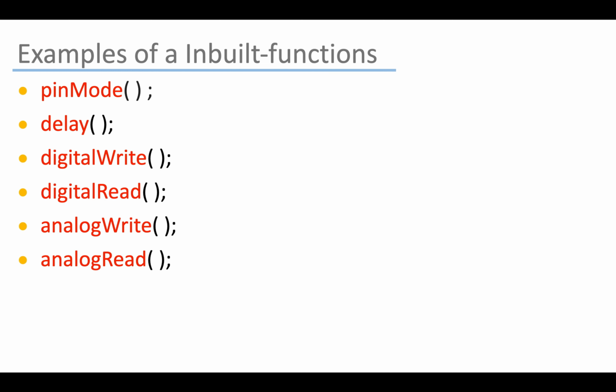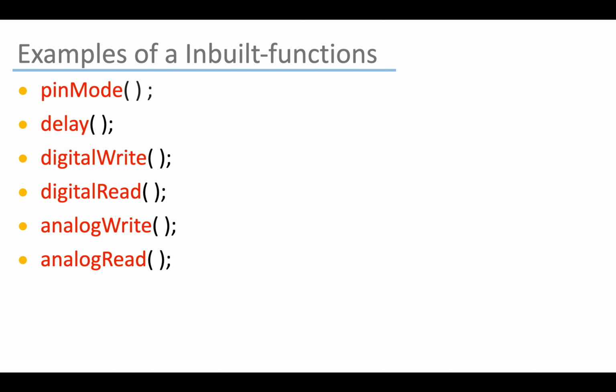Now these function names are case sensitive, so make sure you are writing the correct name. Like in all these, we have the first word in lowercase letters. Like in pinMode, we have pin in lowercase. In digitalWrite and digitalRead, we have digital in lowercase. And then the first alphabet of the second word is in uppercase. Like in pinMode, we have M capital. And then all the other alphabets are in lowercase letters. So make sure you write the proper name.